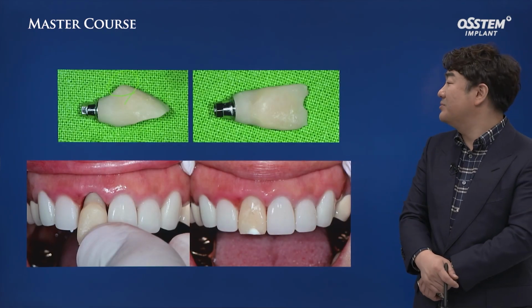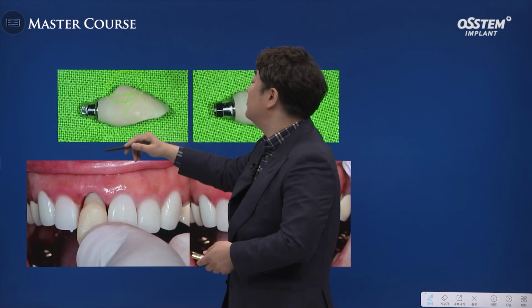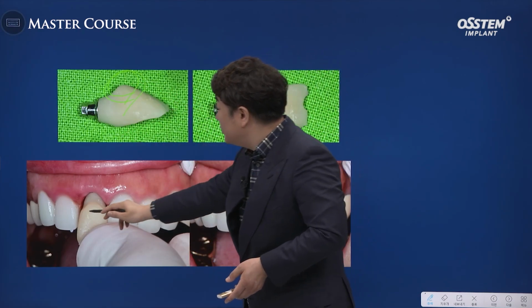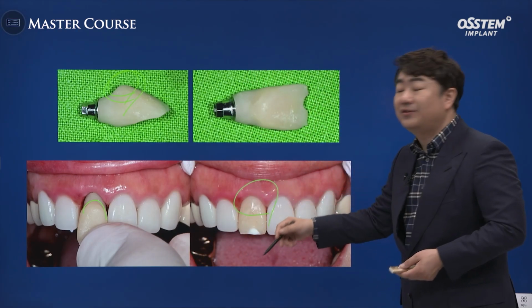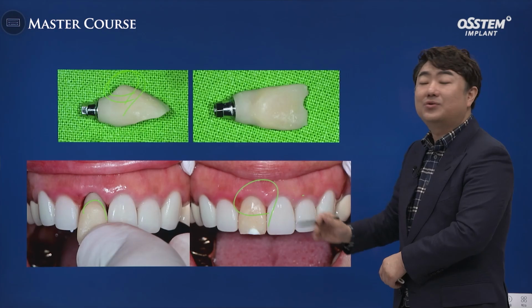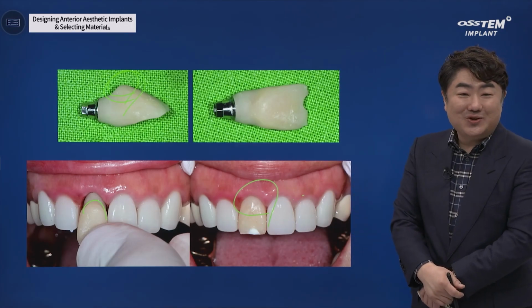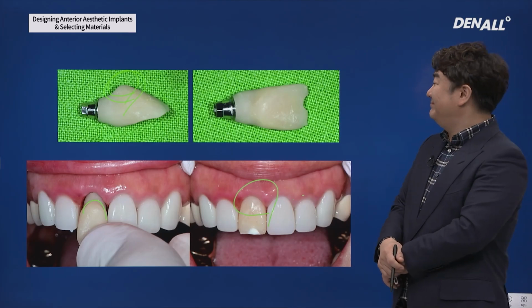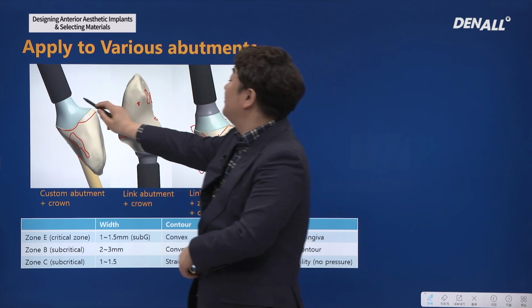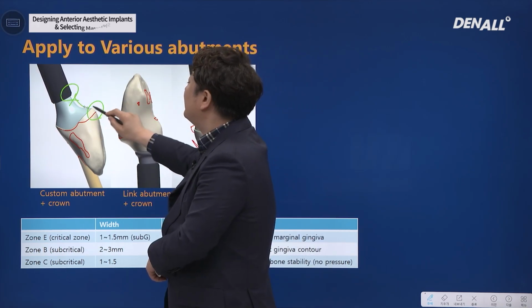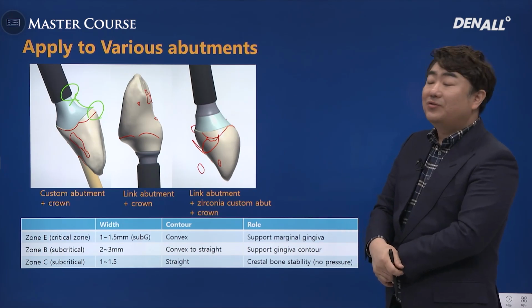If you look at the intraoral image in the CEJ area, it's more contoured. You may think it looks a little bit artificial, but if you look at the intraoral image, you can see that there is a very natural looking emergence profile. This is EBC concept. Straight, convex. You can design it accordingly with different situations.